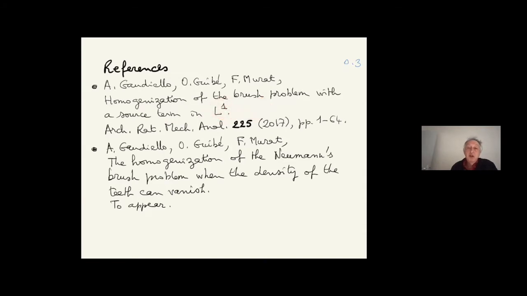This second paper is to appear. Who knows when? I hope soon, because all the work is done, but this is a problem of writing the things in the clearest way possible. And this is a case where the density of the teeth can vanish. So you will understand what I mean later.